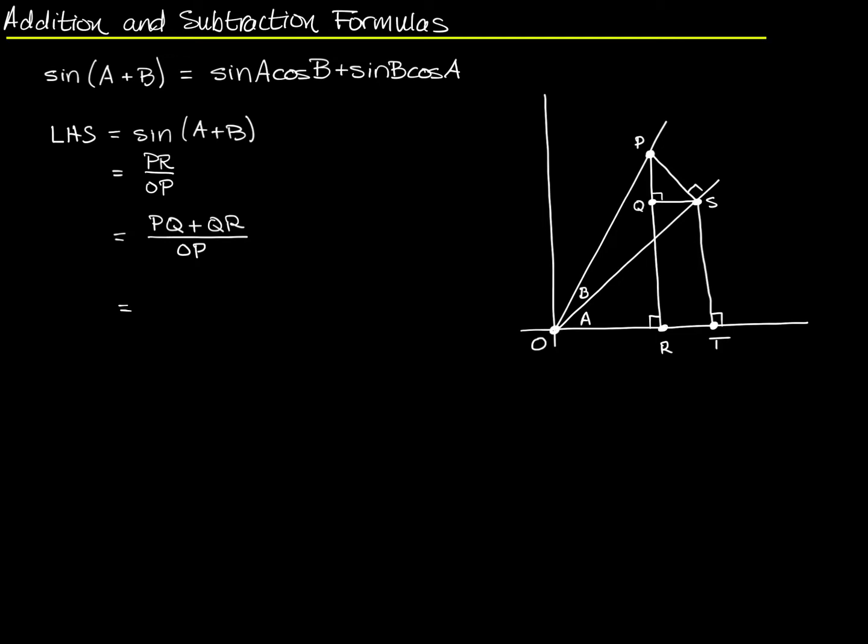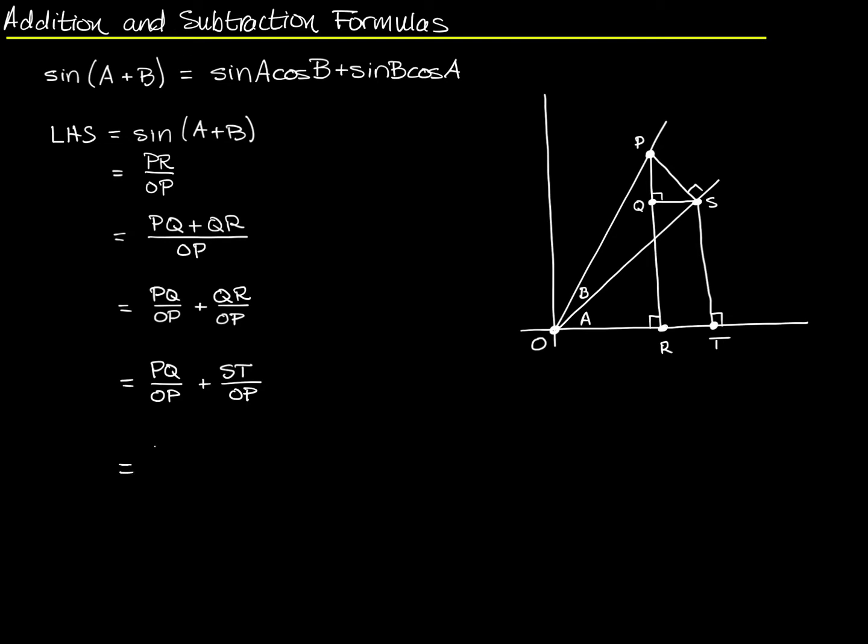Well, I can add these two fractions that have a common denominator, and that gives me PQ over OP plus QR over OP. And I could also use a different length for QR. QR is here, and this is a rectangle. These are all right angles. So instead of QR, I can write ST. They're the same length.